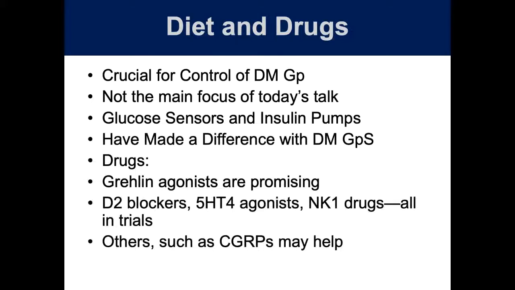Without spending a lot of time on that, which I would love to, I want to talk a little bit about control, even though it's not the main focus of today's talk. Glucose sensors and insulin pumps have made a big difference. We now have some new drugs. There's a ghrelin agonist that's promising. We have a number of dopamine blockers that are safe and in trials, 5-HT4 agonists, some of which are available. The NK1 drugs are useful for vomiting. And even some of the new calcitonin gene-related peptide drugs may be helpful for diabetes.